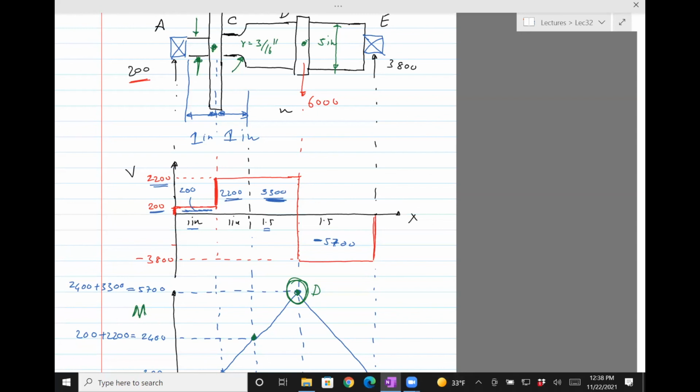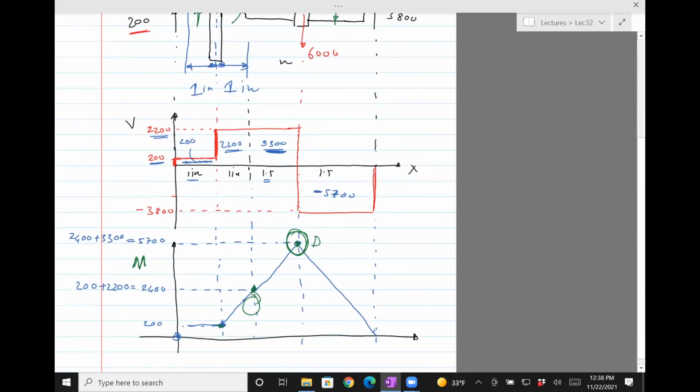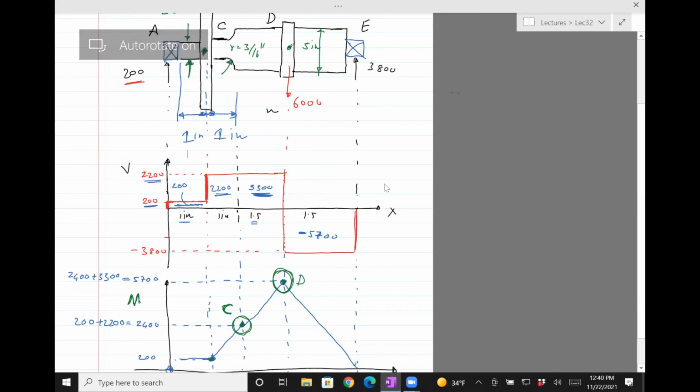Another important point is actually this point, and that's why I used it, because what I need to do is essentially look at the factor of safety at C and look at the factor of safety at D and choose the lower of the two values for the factor of safety. That's what it boils down to.